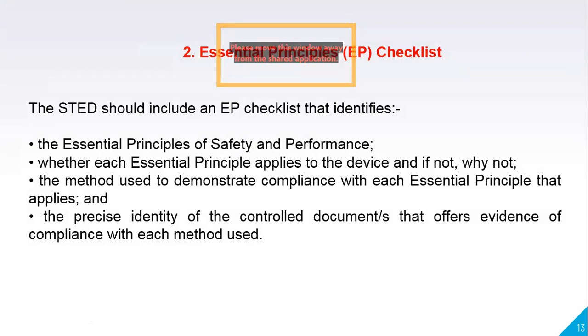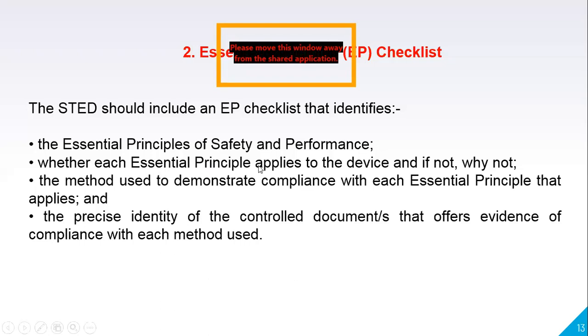It is called simply the EP checklist. What is the essential principle checklist? The STED should include an essential principle checklist for the identification of essential principles of safety and performance. So whether your manufacturing processes are following the safety and performance principles, for that they have to prepare a checklist. That is the essential principles of safety and performance.